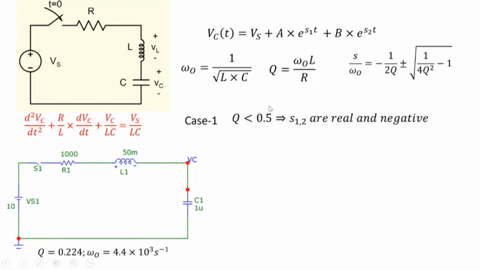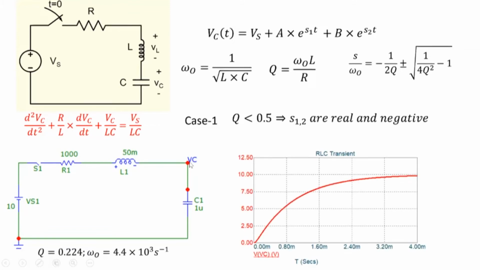Q then we can calculate, and it comes out to be 0.224 here. So Q is less than 0.5. And then what is the behavior of the circuit? So let's look at the capacitance voltage here, right? That's what we are interested in. If I look at the capacitance voltage, we find it starts from 0, which is understood. Before the switch is closed, the capacitance is uncharged, so it starts from 0.